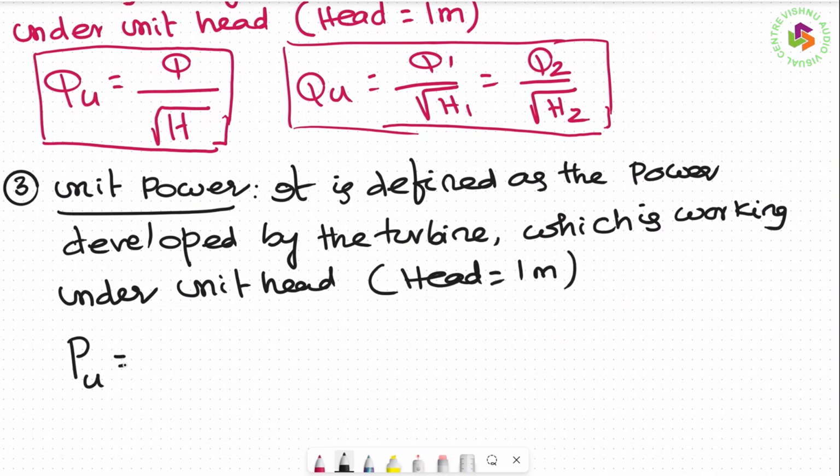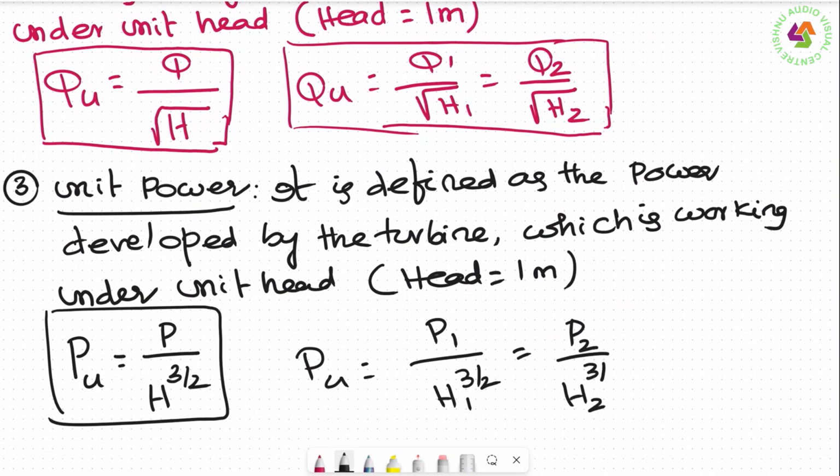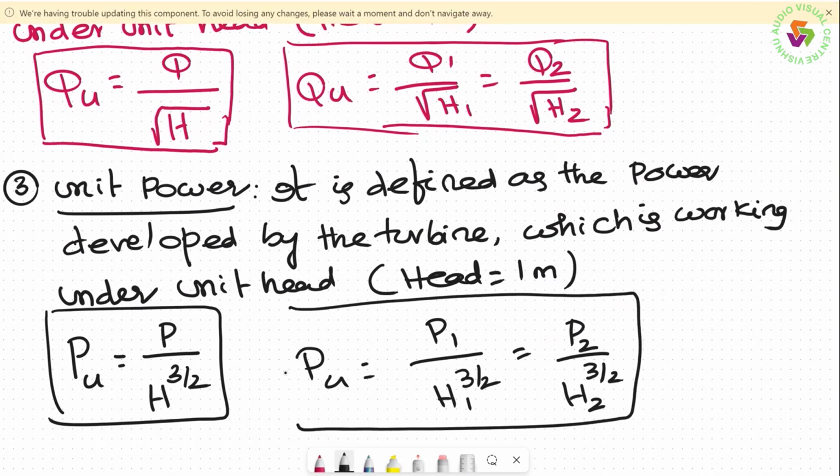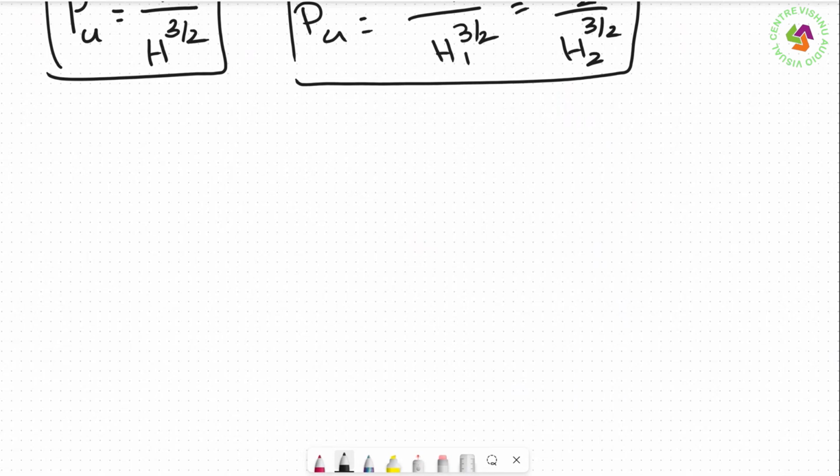And this unit power is equal to P by H to the power of 3 by 2, or Pu is equal to P1 by H1 to the power of 3 by 2 is equal to P2 by H2 to the power of 3 by 2. So these are the three things. First, you should know it. Then, if you want derivations, I will do just for your sake. One I will do. Please, rest of the things you should take care.